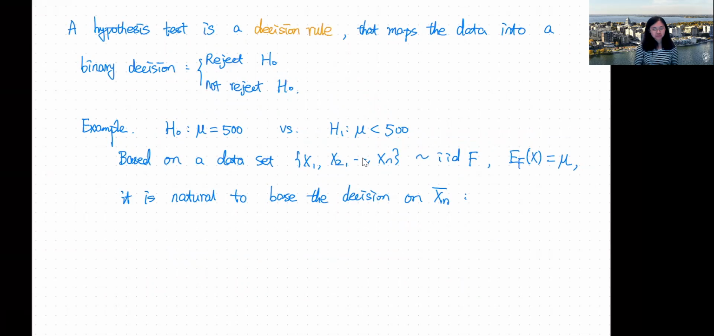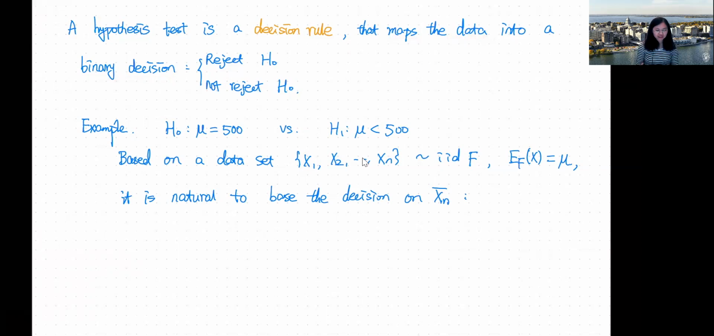And this decision rule is binary. You make a binary decision, whether you reject the null hypothesis or you do not reject the null hypothesis. That decision rule is a mapping from the data from your random sample into your binary decision. So the decision rule is a random decision rule. It depends on the data. It maps the data into a binary decision.